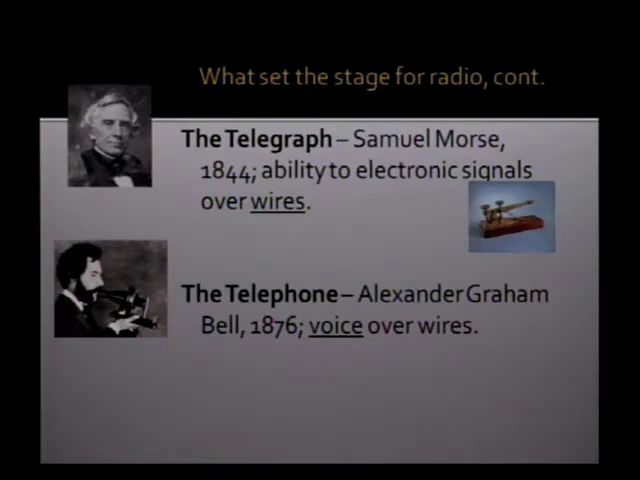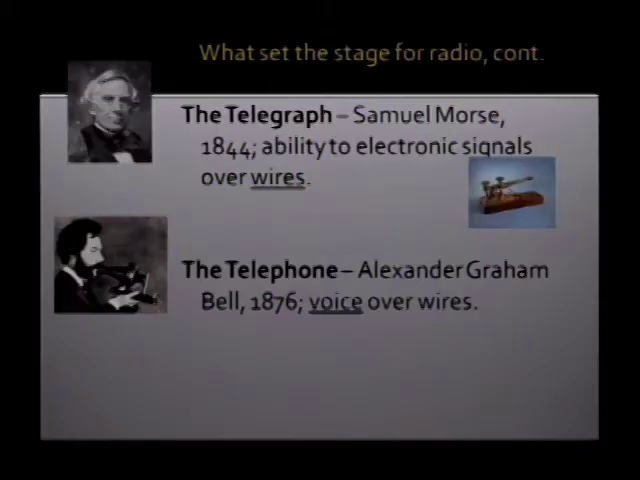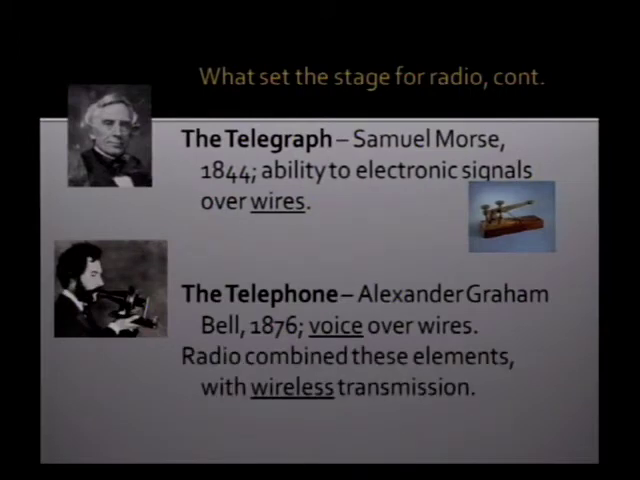So you have a mass audience created by the penny press and the phonograph. Then you have the ability to send information over wires with the telegraph and voice over wires with the telephone. So these ingredients, we're kind of mixing them together, and later on we're going to use them in radio. And radio would combine all these elements with wireless transmission in the 1920s.